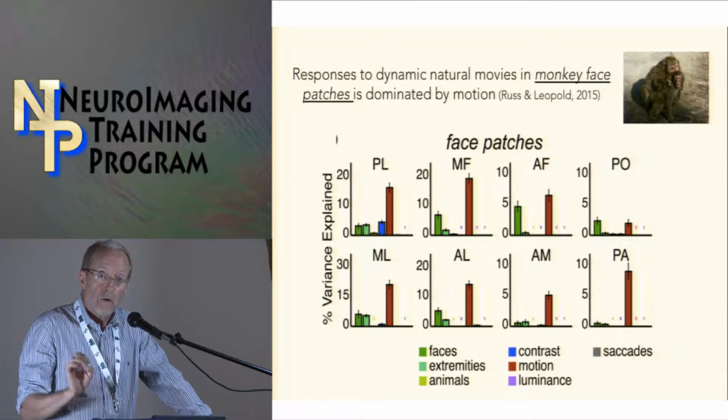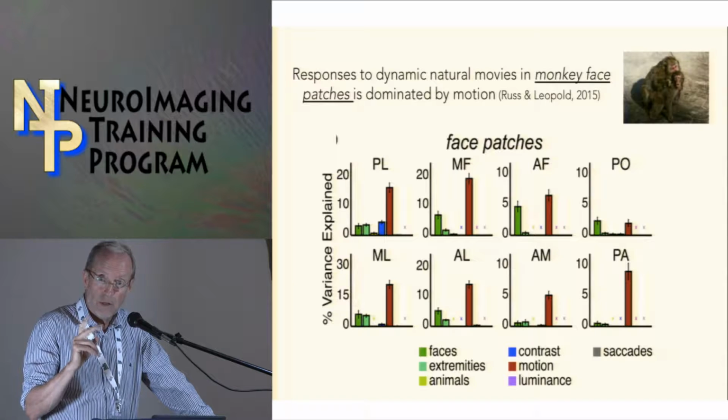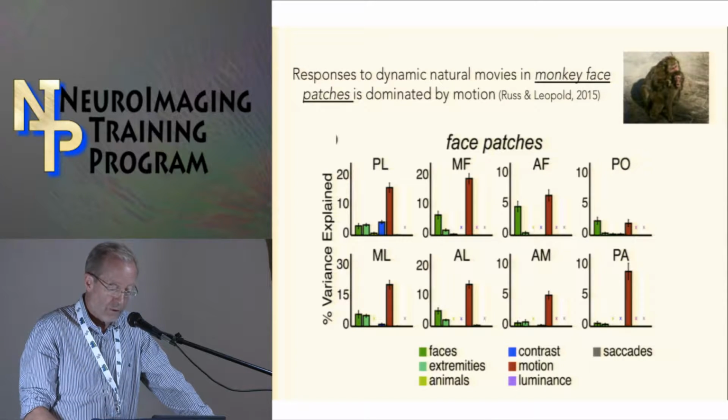So again, their results don't contradict the earlier results showing that there are face patches that are more responsive to faces than other stimuli. What they're showing is that the response tuning functions in these patches is actually reflecting more the motion than the presence of faces. It reflects both, okay? You have to keep this in mind, that I'm not saying it's either or. It's both, but one is more than the other.